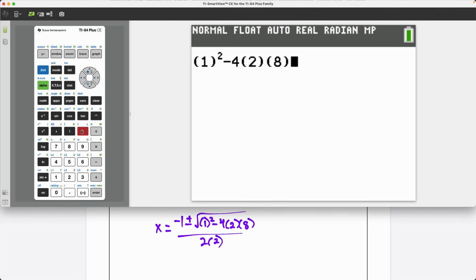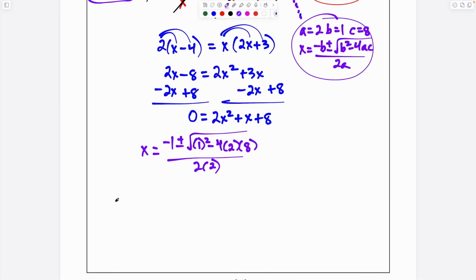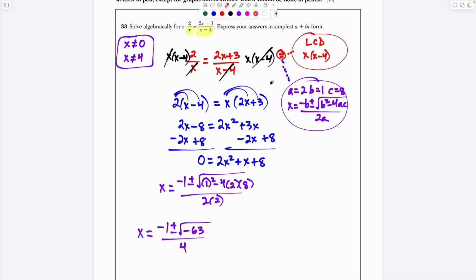Okay, so this is going to tell us the term here under the radical that we should be getting, minus 63. So now let's go ahead and close this out. We're going to have x equals negative 1 plus or minus the square root of negative 63 over 4. Now at this stage, we should be thinking about the square root of negative 1 is equal to i. So we could use that idea to start simplifying this.